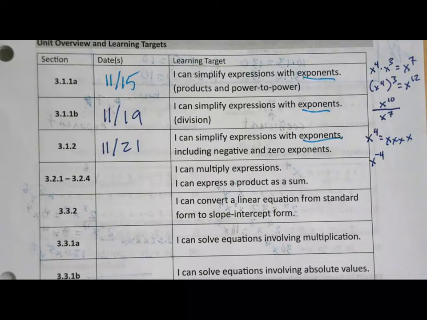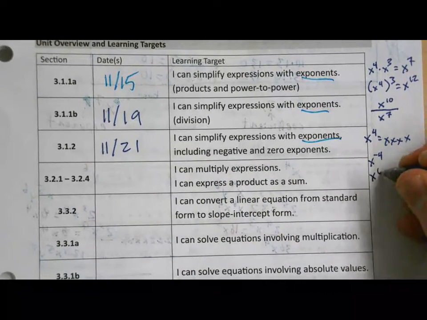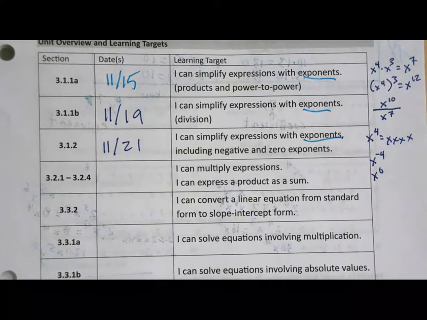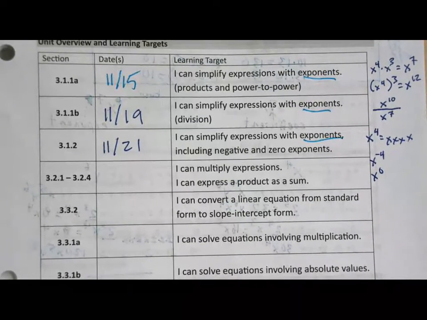And here's another weird one. What about x to the 0? What does it mean to multiply x by itself 0 times? That's just weird, right? So there are negative exponents and there are 0 exponents, and our goal today is to understand what those things mean.